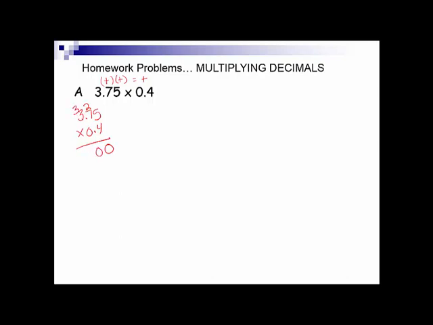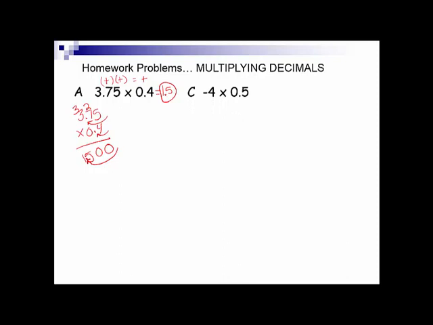4 times 3 is 12, and 3 more is 15. And so what I then need to look at is how many places to move over the decimal point. 2 places, 1 more place. In my final answer, I need to move my decimal point over 3 places. So my final answer will be a positive 1.5.